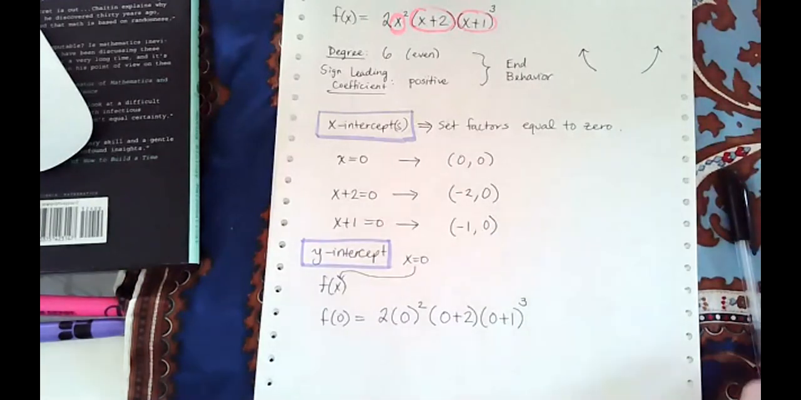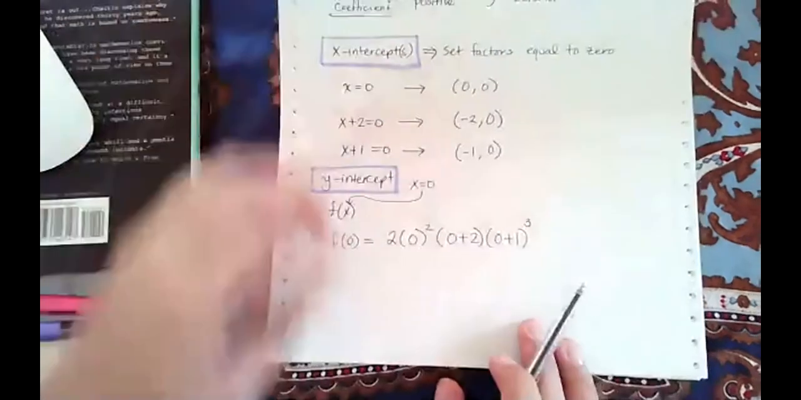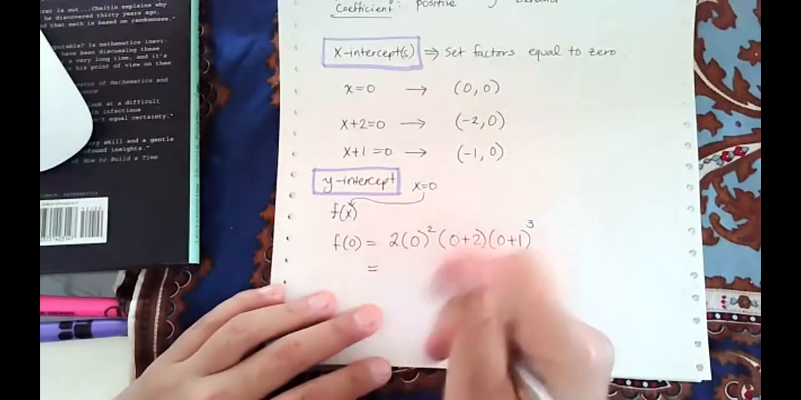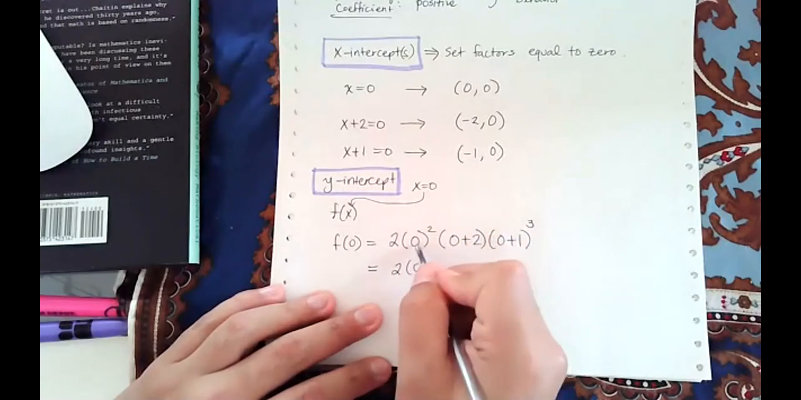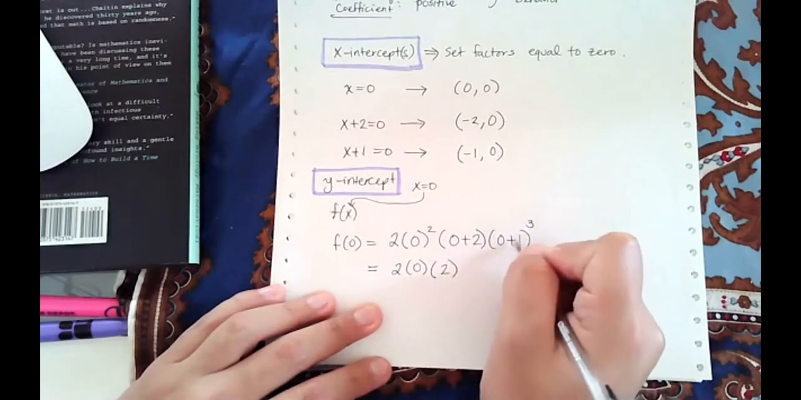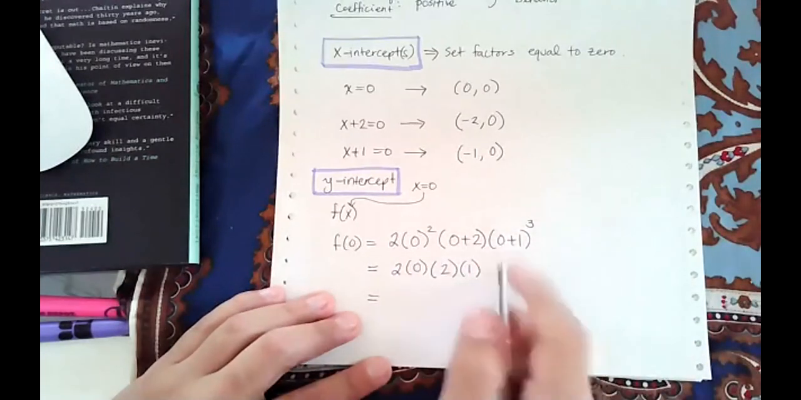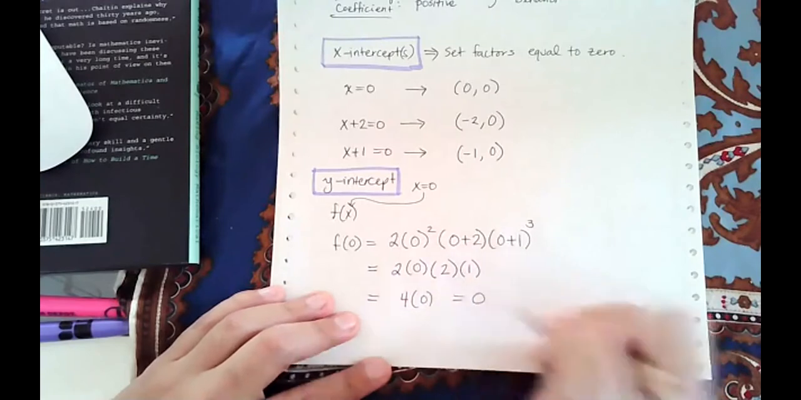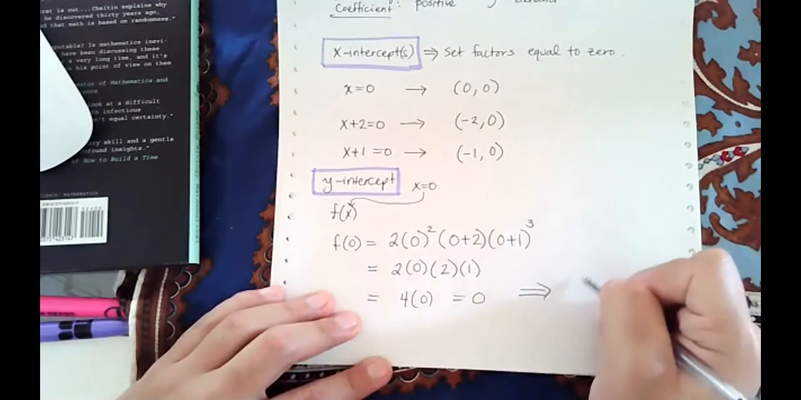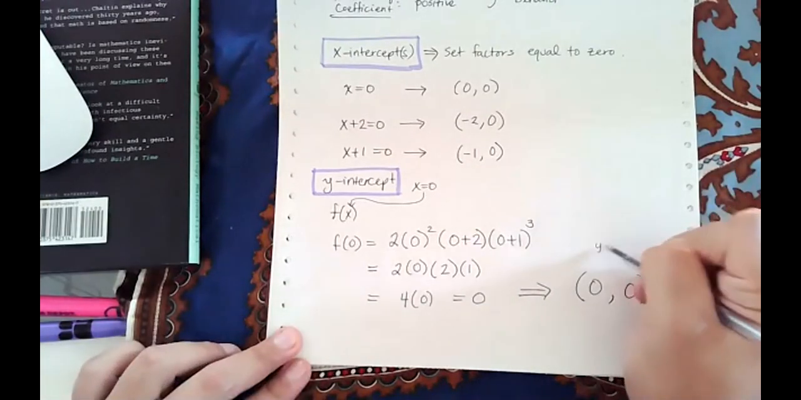Now we're just going to slowly simplify this thing. But if you were astute enough to notice that once I multiply this zero by everything, we're just going to get zero. Well, then your multiplication's already done. But if you want to take the steps to simplify this, you'd have 2 times 0 here, because 0 squared is 0, times 0 plus 2 is 2. 0 plus 1 is 1 raised to the third power would still be 1. And so you would get 4 times 0, which is just 0. Okay, so this is telling me that we plugged in 0 for x and we got our output of 0 for y. So this is our y-intercept.